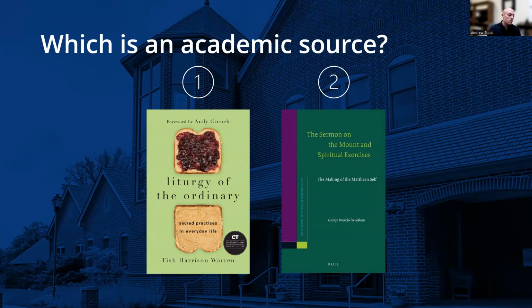It's published by Brill, which is an academic publisher. Liturgy of the Ordinary is published by IVP, which does publish academic resources as well under their IVP Academic moniker. But two good books on spiritual disciplines. The second is the kind of resource you would use if you're writing an exegetical paper, and the former is probably not.